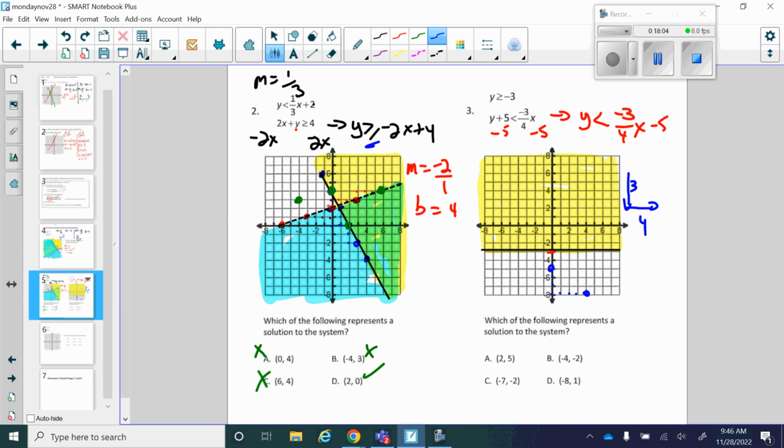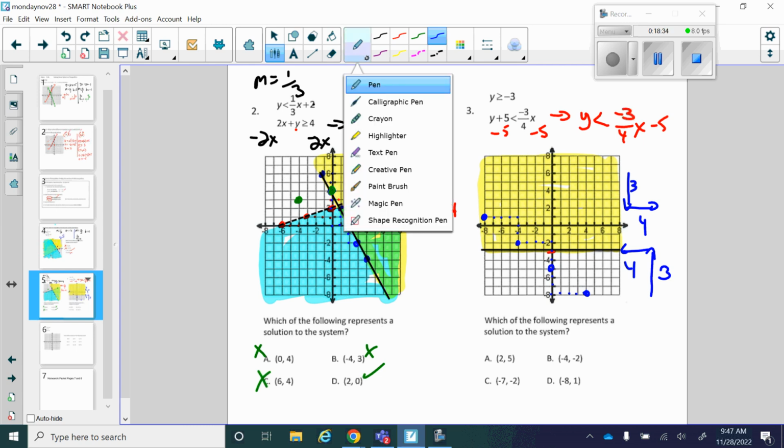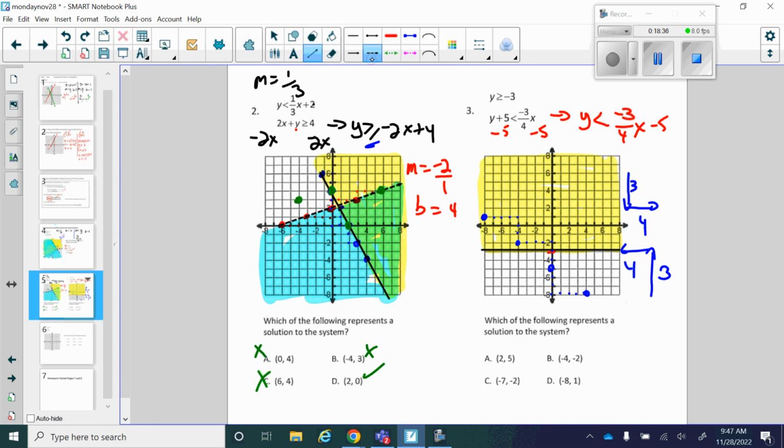But I can't go down further, so I'm going to go in reverse. I'm going to go up 3 and to the left 4. Up 3, left 4. Again, up 3, left 4. Now, this is a less than, so when I connect my dots, I'm going to use a dashed line.